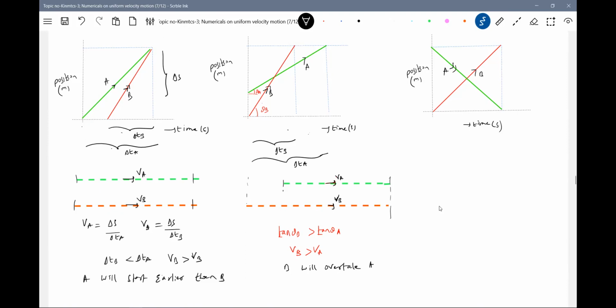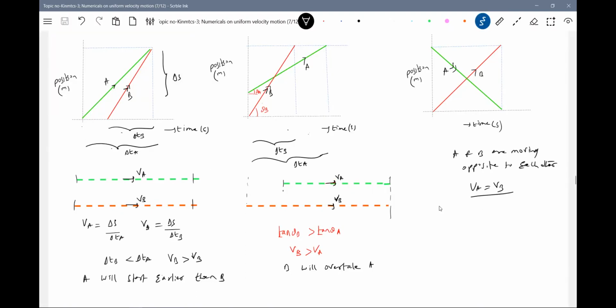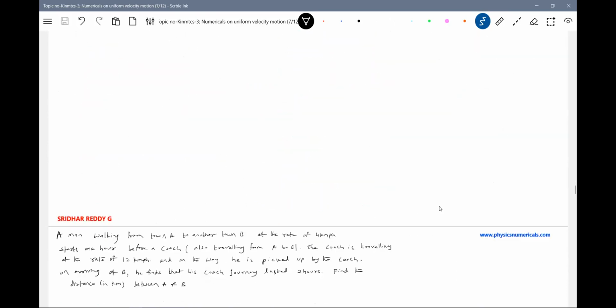I think just now I discussed the case one. So here, both are moving opposite to each other. A and B are moving opposite to each other. They will cross each other. Then both are having the same speed, VA equal to VB. The graphs will predict so much information hidden in graphs. Okay, I'll take the next one.